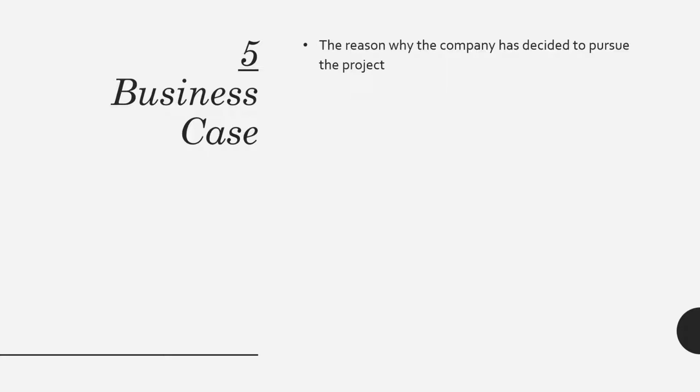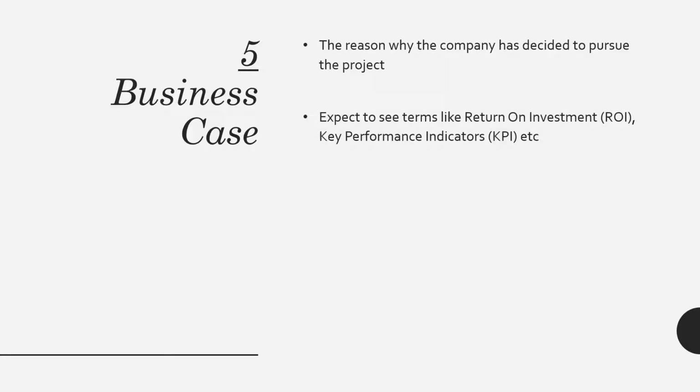So when we talk about business case, it is a very high level description of why the company has decided to pursue this project, why the company is actually doing this project. And you may ask, okay, so why exactly is the company building a 50-story building? So that is because you can see the terms like return on investment, ROI, the key performance indicators, KPI, etc., which will help the stakeholders, the client, the sponsors to be able to make their decision of spending the money required for construction of the 50-story building.